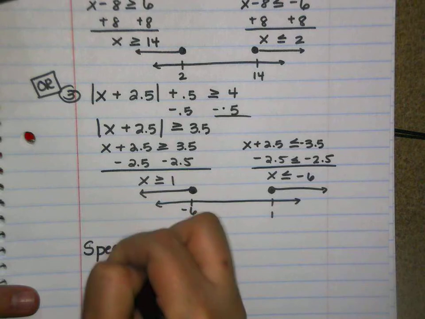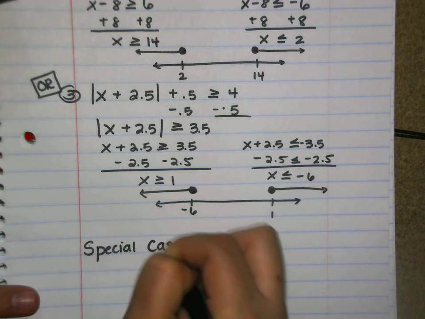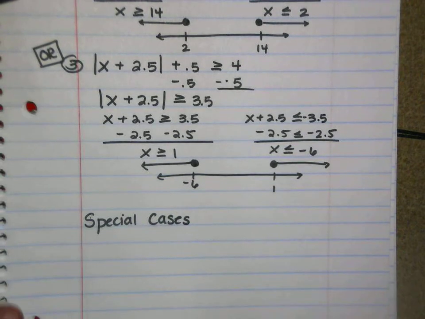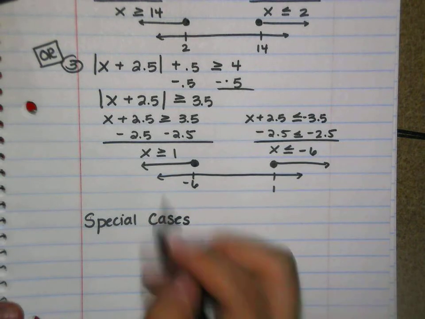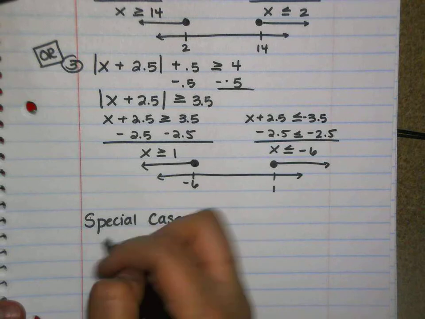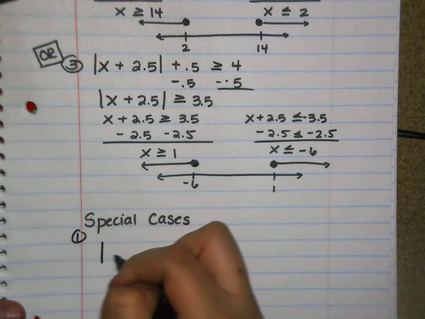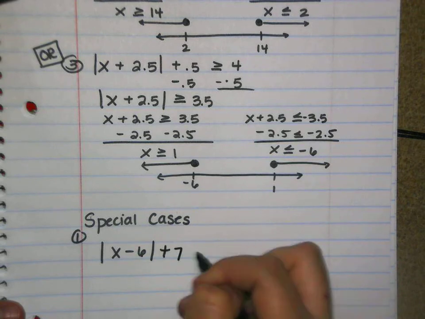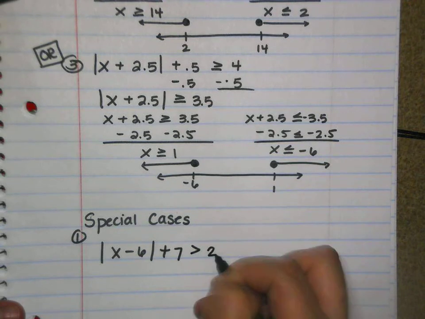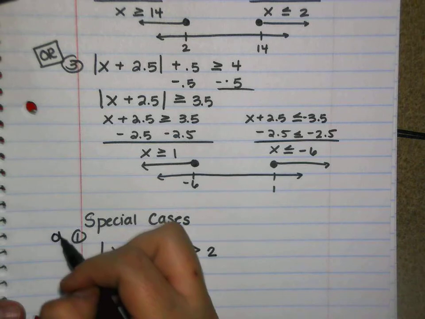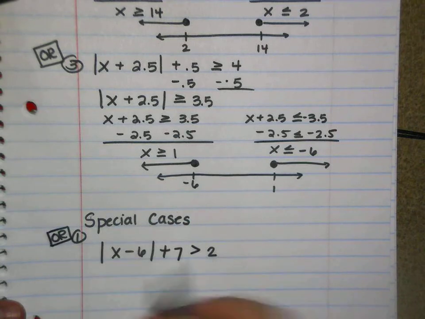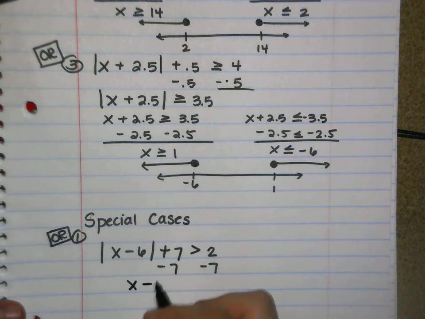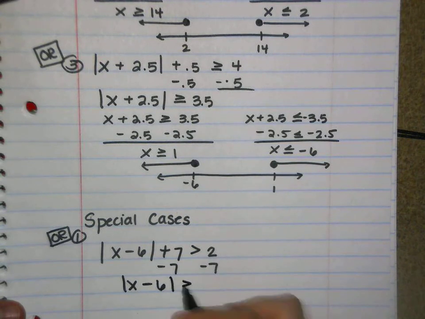Okay, and special cases again are going to be similar to what they were with the absolute values before. So let's look at some special cases. We have the absolute value of x minus 6 plus 7 is greater than 2. First of all, it's greater than, so we know it's going to be an or situation, right? Okay, so let's see. We subtract 7 from both sides. We get the absolute value of x minus 6 is greater than negative 5. So far, so good.